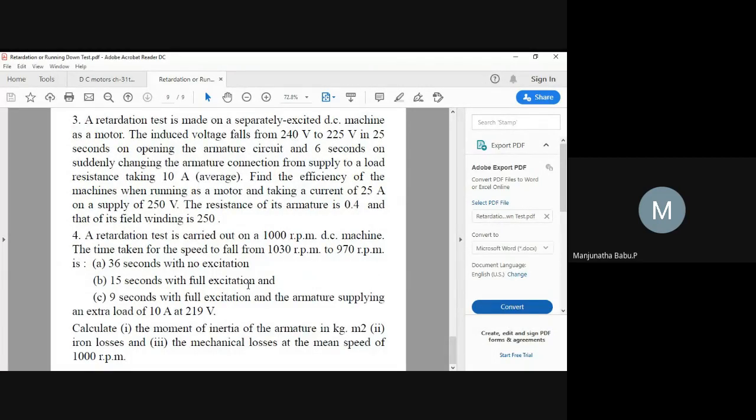Why is that required? Because we have to know what the stray loss is. We don't know the mechanical loss, we don't know the stray loss, right? So by using this equation, we can substitute W dash. W dash is equal to V into Ia. So V is 219 volts and Ia is 10 amps, right? So what W dash value are you getting?